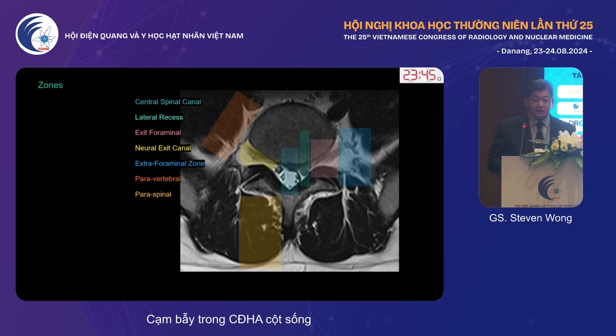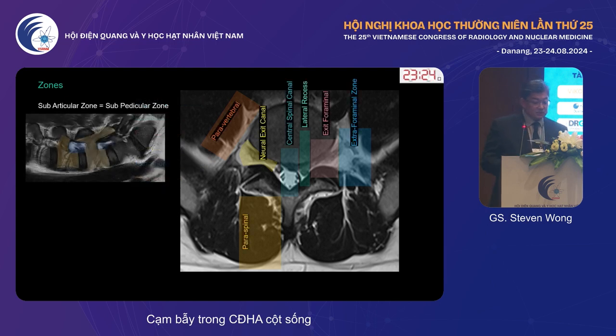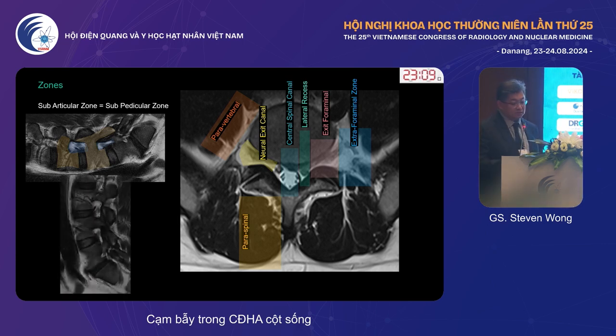All right, these are the zones, the nomenclature I prefer using. Obviously, your institution will have variations as well. Currently, paravertebral is at the lateral aspect. Paraspinal is at the back next to the spinous process. The subarticular zone, or what we used to call the subpedicular zone, is named so because the surgeons see it with the patient prone during surgery, immediately deep to the facet joints. So they call it the subarticular zone for the surgeons. But for us, it's actually over here.